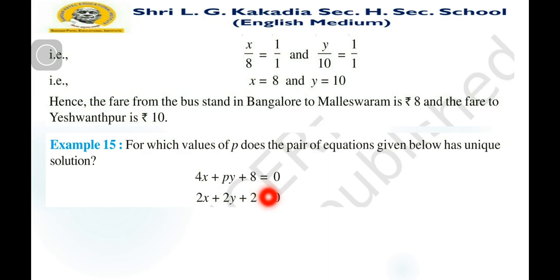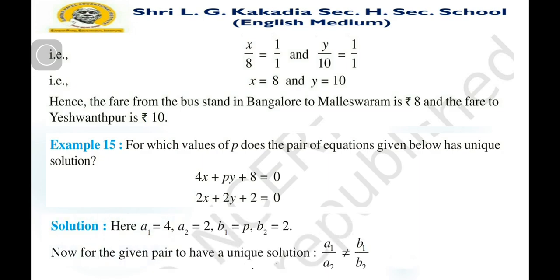For a unique solution, we know the condition: a1 by a2 does not equal b1 by b2. So let's find it. Here x and y have a unique solution, and we want to find the value of p. Here a1 is equal to 4, a2 is equal to 2, b1 is equal to p and b2 is equal to 2. For a unique solution, a1 by a2 does not equal b1 by b2, as this condition is always satisfied.